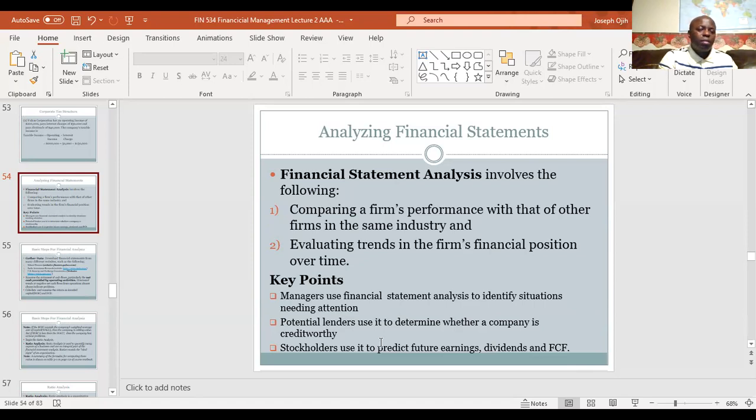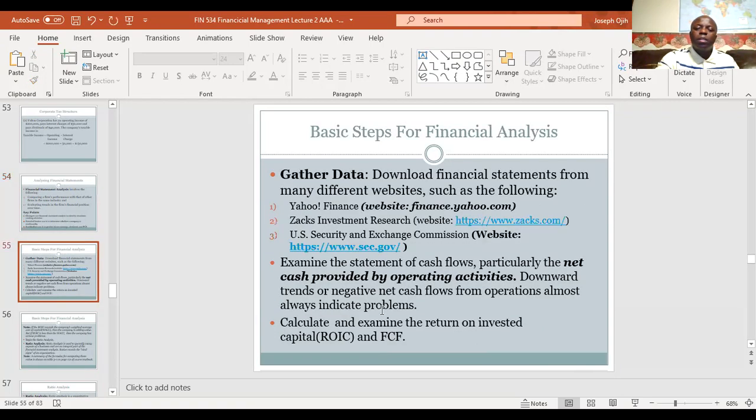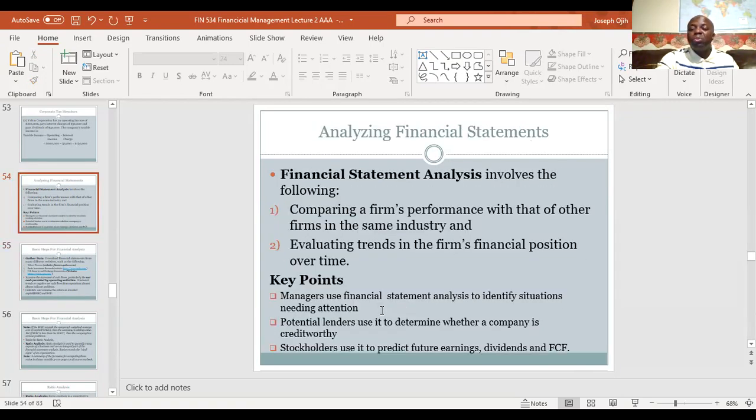Now, managers use financial statement analysis to identify situations in the company that need to be fixed. And then lenders also look at the result of financial statement analysis to see if a company is credit worthy. If the company is asking for a loan, for instance, they analyze the company's financial statement to figure out if they can approve the loan, provided that the financial statements are indicating that the company is credit worthy.